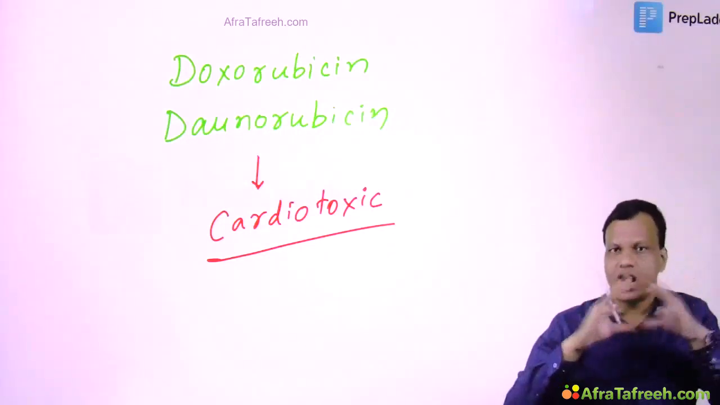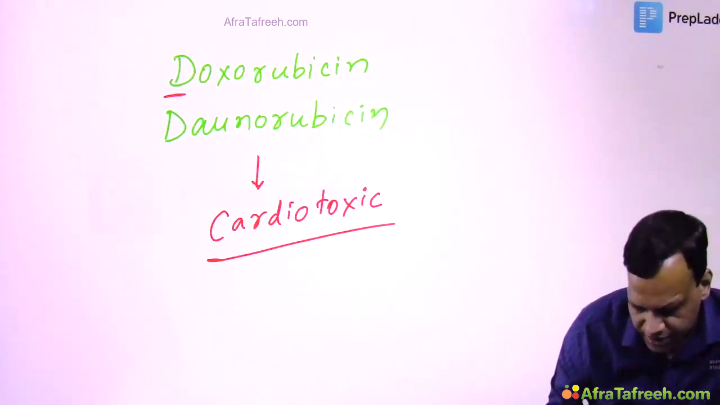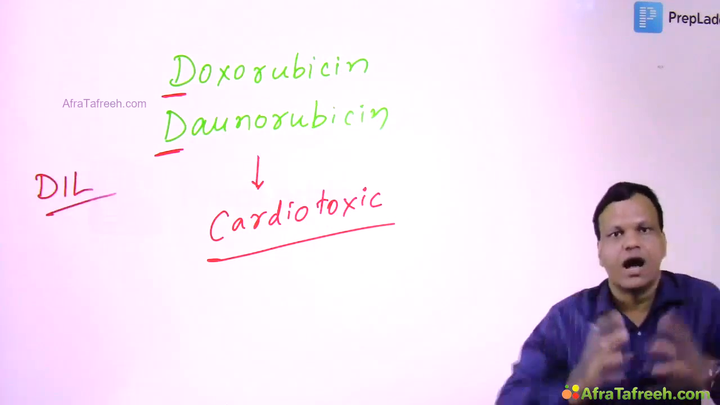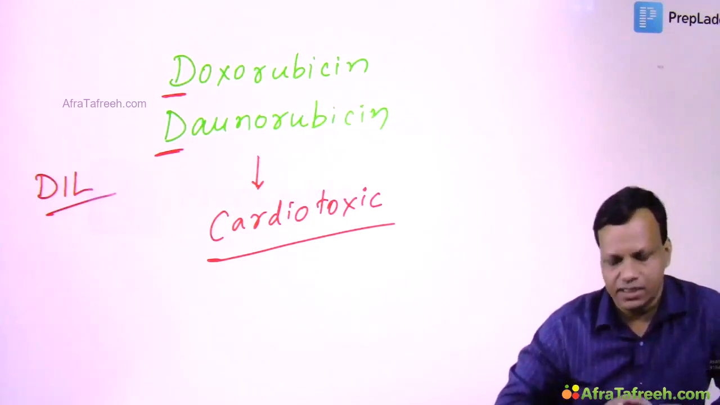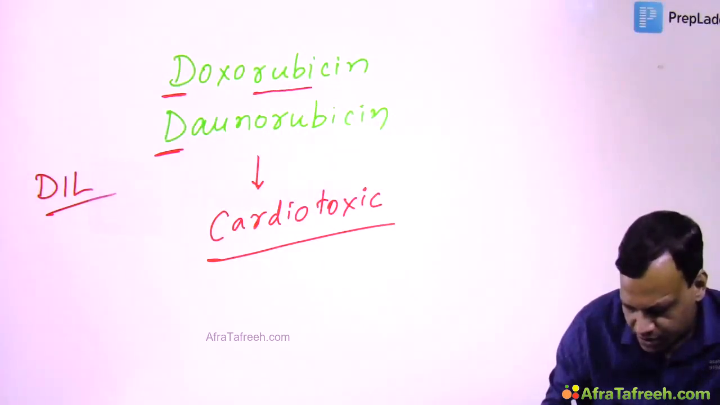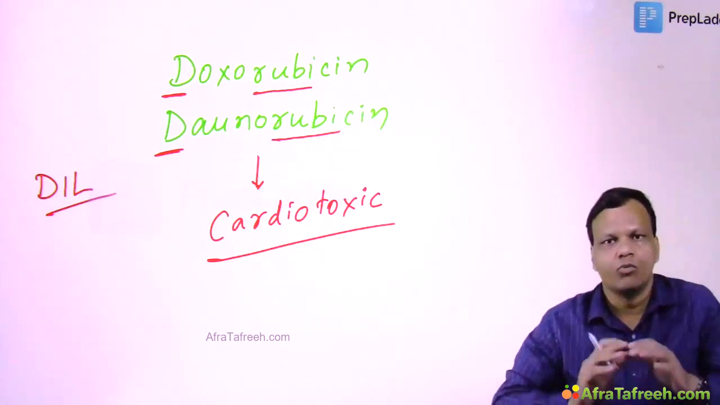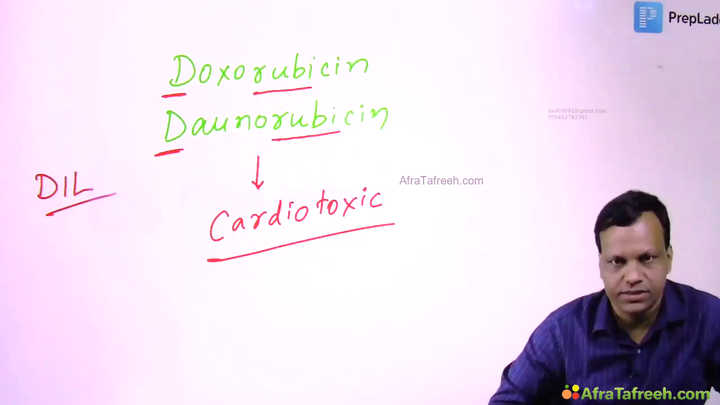So these are cardiotoxic, and that you can remember from the name. Their name starts with D. D means dil in Hindi, heart. So they are affecting the heart, and it is easier to remember if you see the full name. The full name contains a ruby also. You can remember, ruby dil le gayi. Doxorubicin, daunorubicin, they are cardiotoxic.